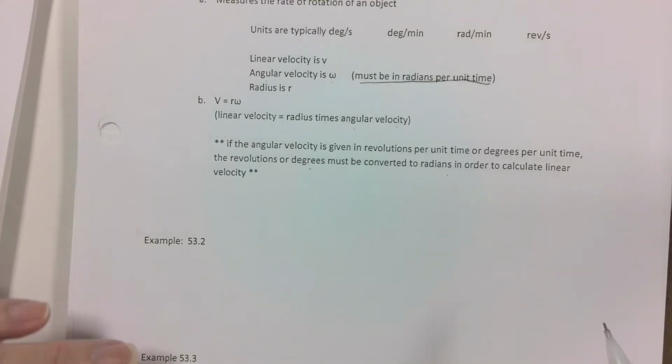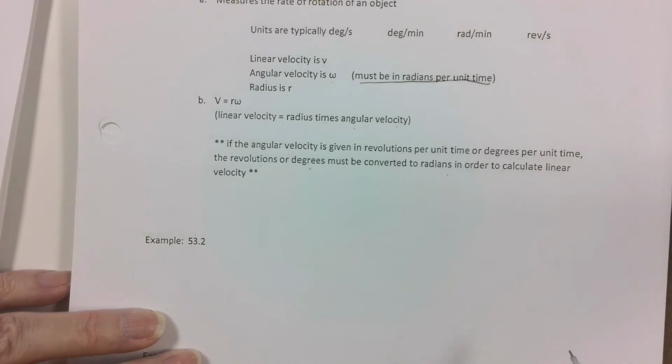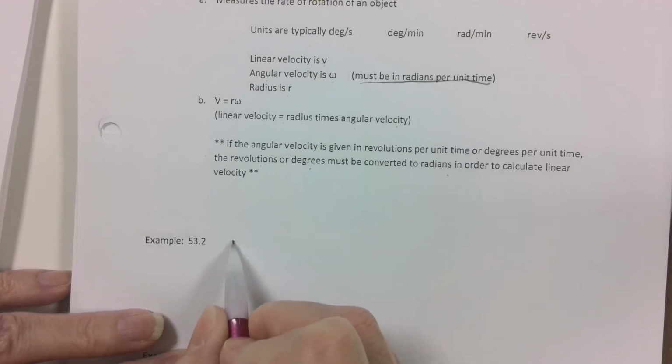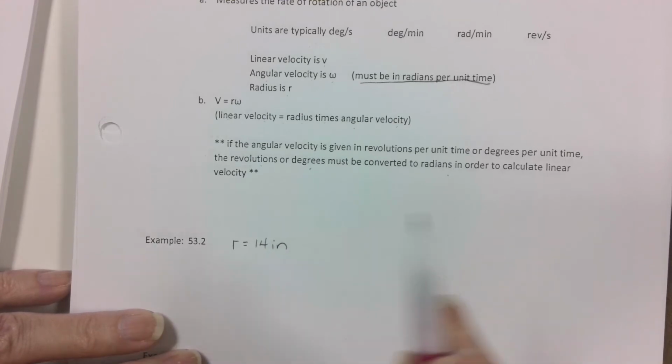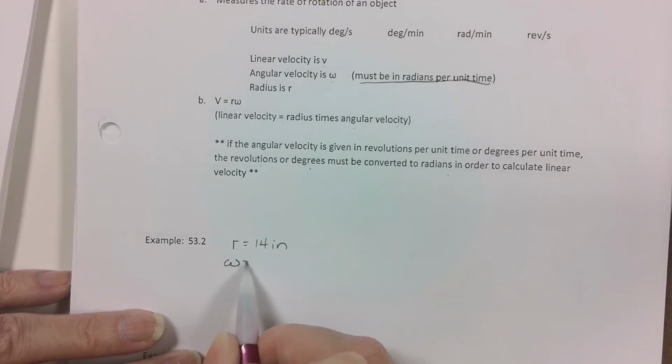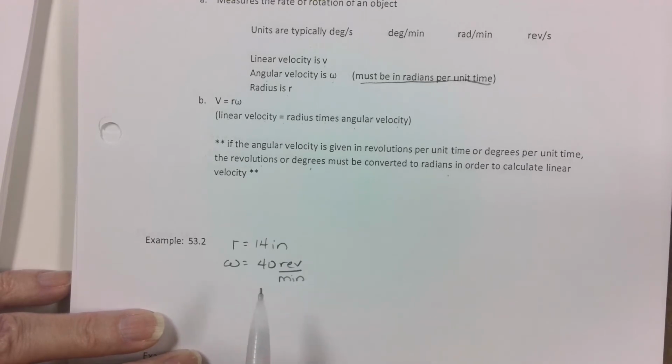53.2. Okay, it says a wheel of a wagon has a radius of 14 inches and is revolving at 40 revolutions per minute. How fast is it moving in miles per hour? So first of all, what do they give us? They said the radius is 14 inches. They said it's revolving. Remember, if it's revolving, that's angular velocity. So that means omega is 40 revolutions per minute. And it says how fast is it moving in miles per hour. So that's a linear type of measurement. So it's linear velocity. So V is what I'm going to find.